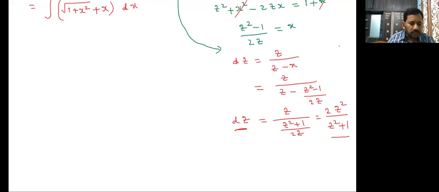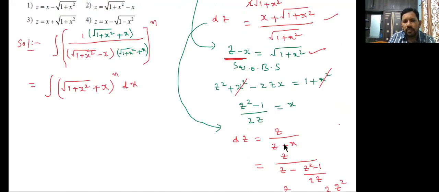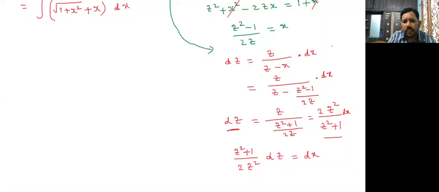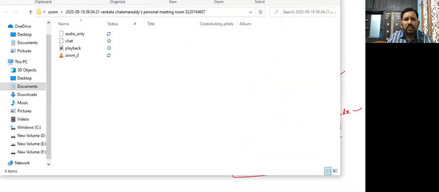Now, I think here observe that, any mistake here, particularly 2z? z square minus 1 divided by 2z is equal to x. What is dz here? Z square plus 1 divided by 2z square dz is equal to dx. So here we have forgotten dx. Now go to the question.